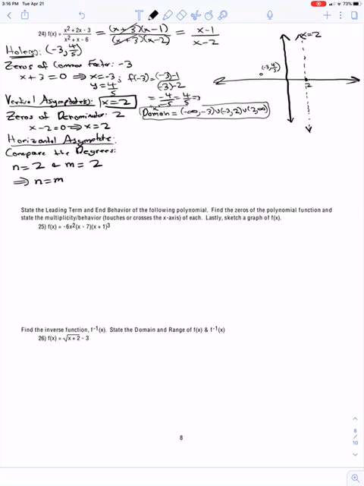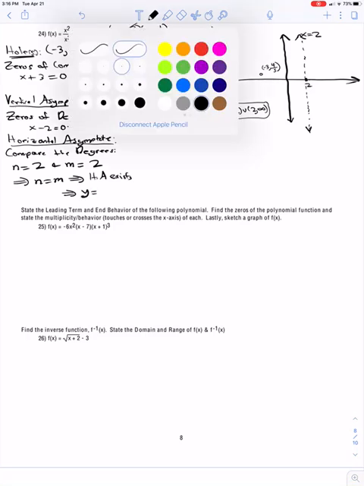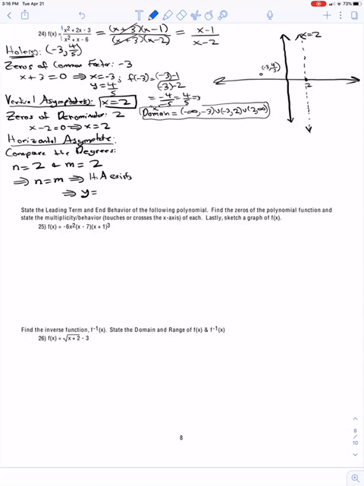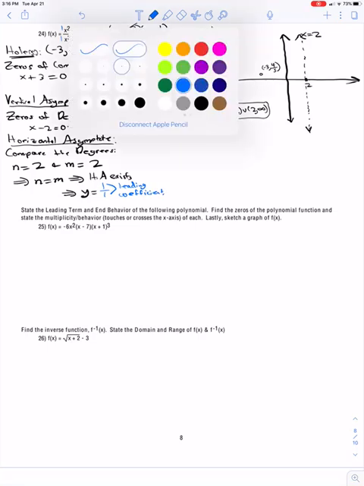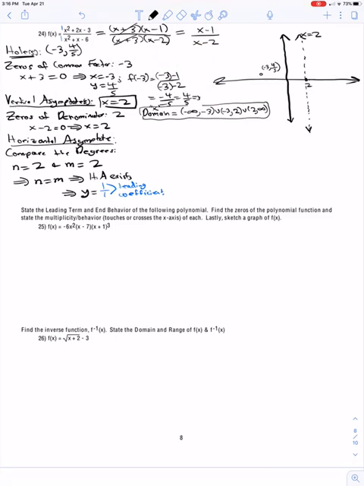Well, if n is less than m, it flattens out at the x-axis, y equals 0. If n equals m, we also have a horizontal asymptote, and where it exists is the ratio of the leading coefficients. And those are both 1, right? So we'll go ahead and make note of that. That means we have a horizontal asymptote at y equal to 1. So at 1 on the y-axis, our graph is going to flatten out horizontally. So let's go ahead and graph that in here.